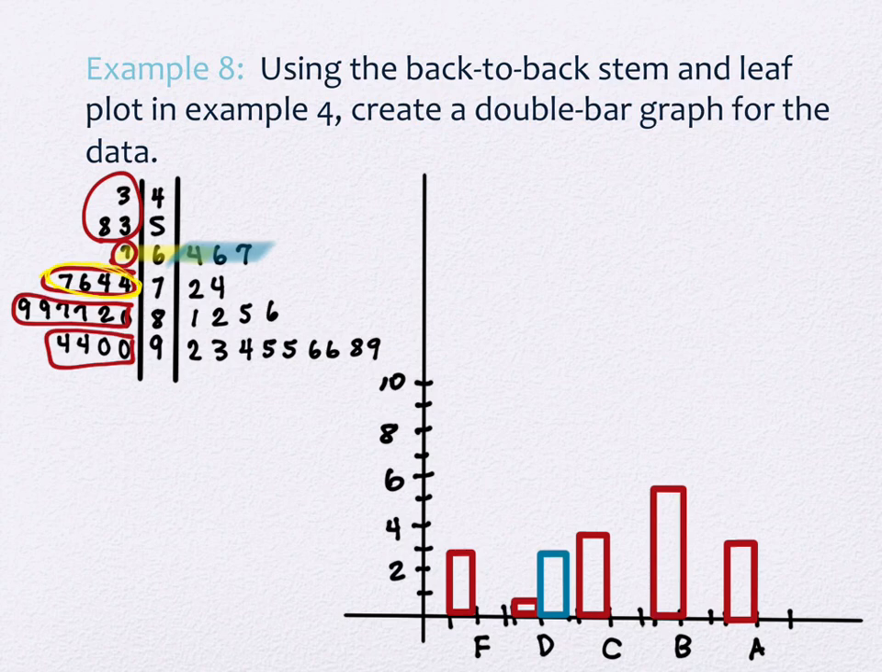How many C's were there? 2 C's. How many B's were there? 4, right? 4. And how many A's were there? 9. That's my tall one. Looks like this. And then I will go back and I will shade those in.